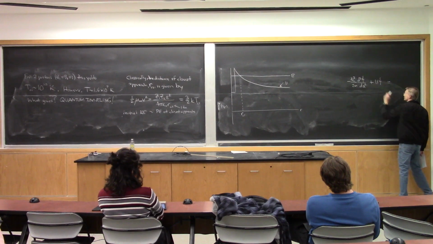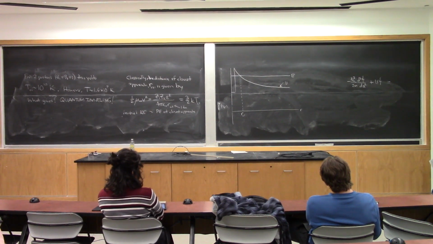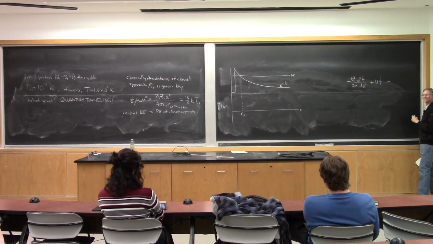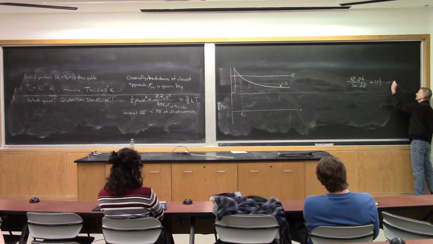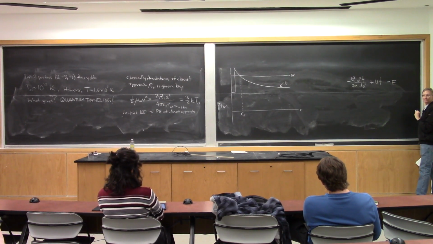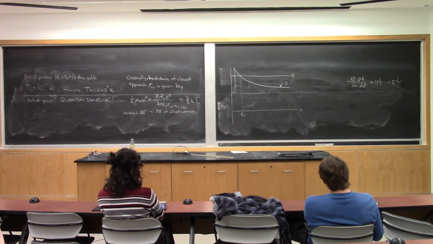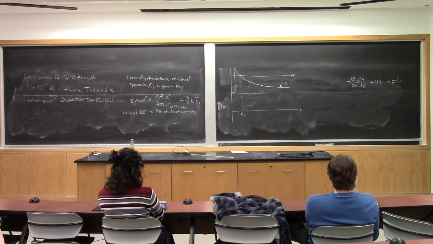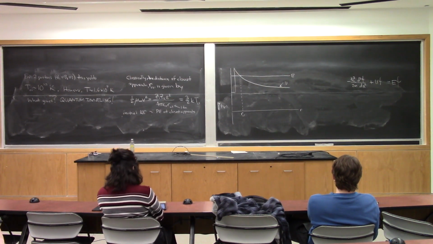Since I'm calling it u instead of v, I'll say plus u psi. You might have also seen plus v psi equals, what's on the other side? Yeah, E psi. Minus h bar squared over 2m d squared psi dx squared plus u psi equals E psi. Again, we often see this as plus v psi equals E psi. This is the one-dimensional Schrodinger equation. We'll pretend this is a one-dimensional Schrodinger equation problem.